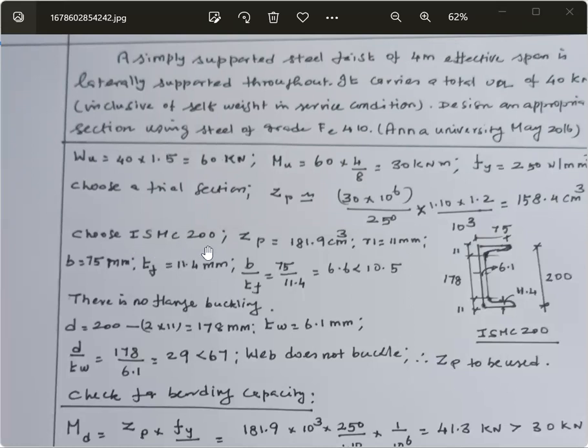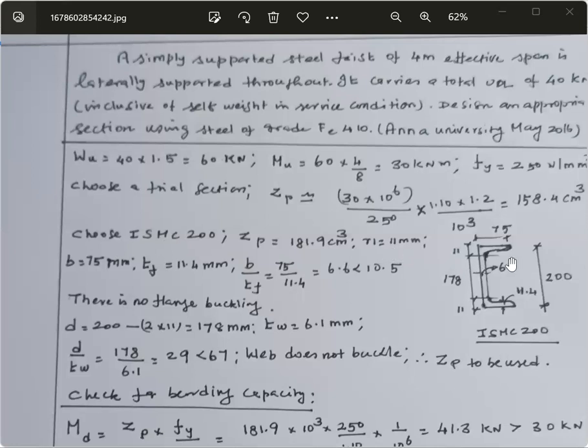We are choosing ISMC 200. Always go for medium sections. If you are going for channel beam, go for ISMC 75, ISMC 100, 125, 150, 200, 300, 350, 400, like that. If you are going for I-beam, go for ISMB 200, ISMB 250, ISMB 300, 350, 400, 500, 600, etc. Go for medium section, ISMC. Now, the properties are ZP is equal to 181.9 centimeter cubed.